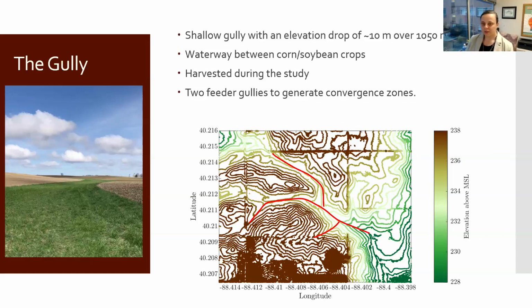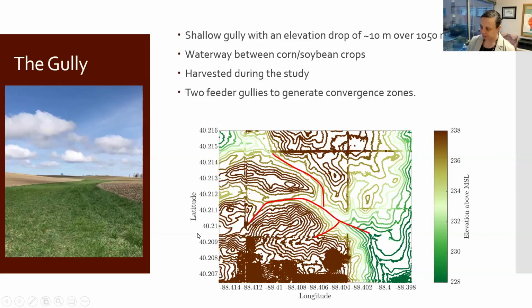When it wasn't the Savant field site, its purpose is that it's a waterway between corn and soybean crops. So the crops were harvested during the study. Maybe you saw on Jacqueline's background she had a photo from Savant early on, when we had mostly corn surrounding the gully. So this area down here was corn, and this was corn, and then a little bit of soybean over here. And the main gully had these two feeder gullies, and these are where we believe convergence zones would happen.